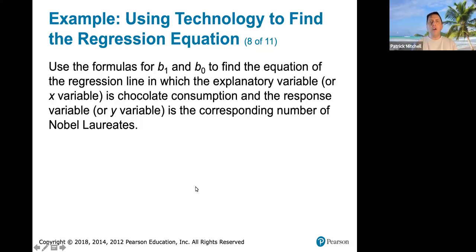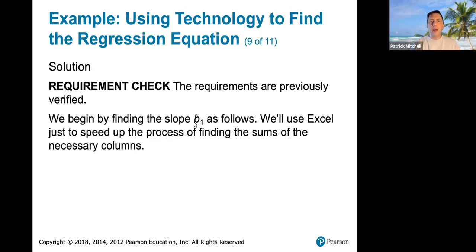All right, so now we're going to use the formulas for B1 and B0 to find the equation of the regression line in which the explanatory variable, or X variable, is chocolate consumption and the response variable, or Y variable, is the corresponding number of Nobel laureates. And we've already checked the requirements. So we're going to begin by finding the slope, B1, and as I mentioned, I'm going to use Excel just to speed up the process of finding the sums of the necessary columns.